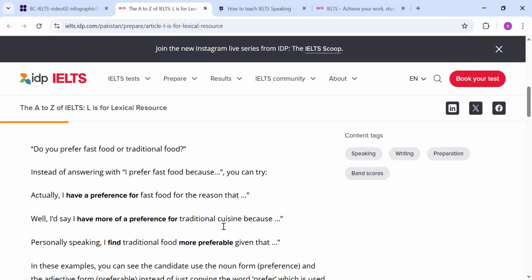Okay, this is the preference was the word, but preferable is an adjective. You know, when we are usually comparing things, we also use adjectives like more preferable than this. So preferable is an adjective here. You can see they didn't use any new word.